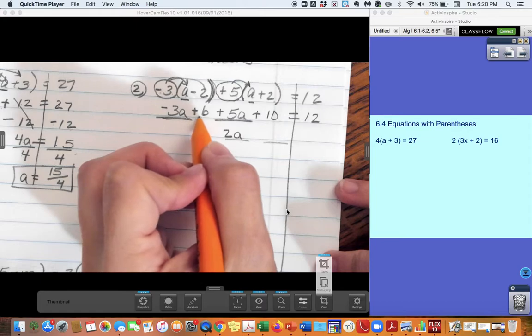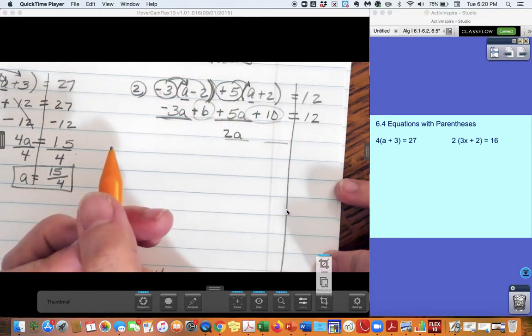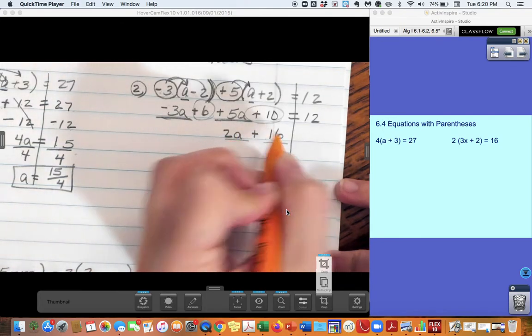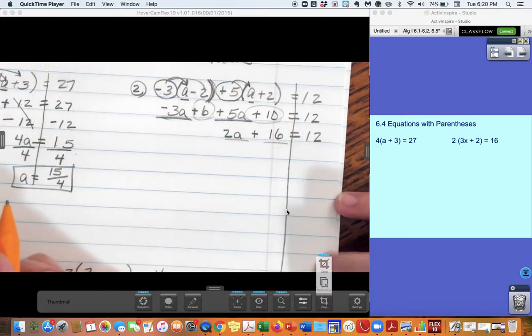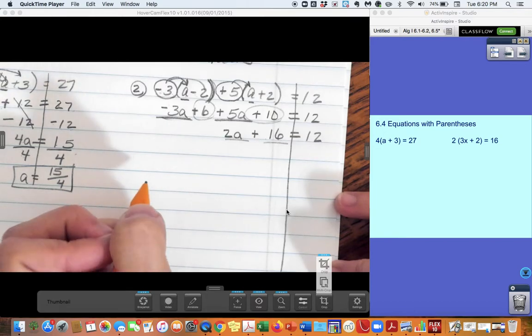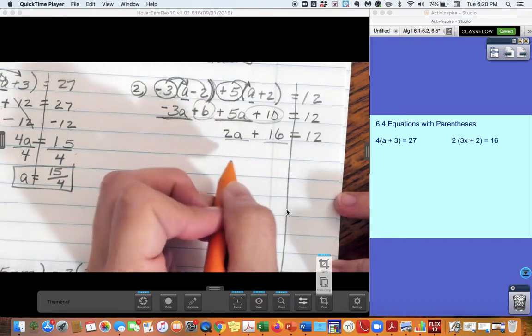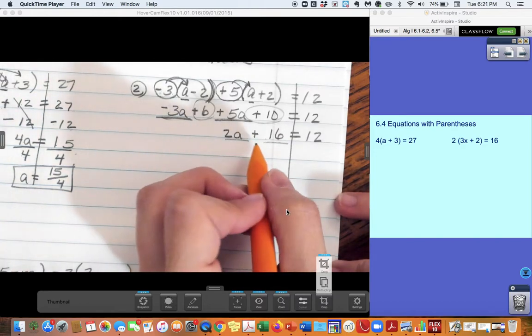Now I want to do my constants. I got a positive 6 and a positive 10. So they're both positive, so I'm going to add them and get 16. And I still haven't done anything with the right side, so I still bring down equals 12. Once I get it to this point, this is when I start moving things to the other side and we start balancing the equation.